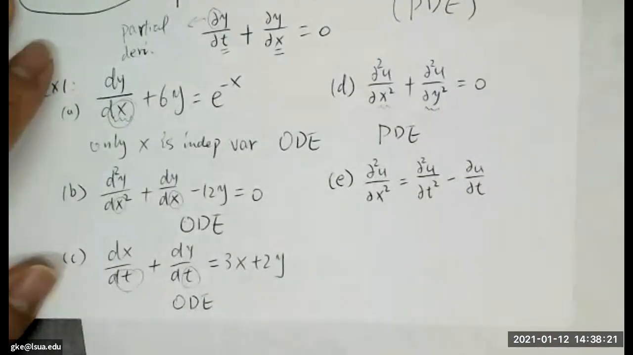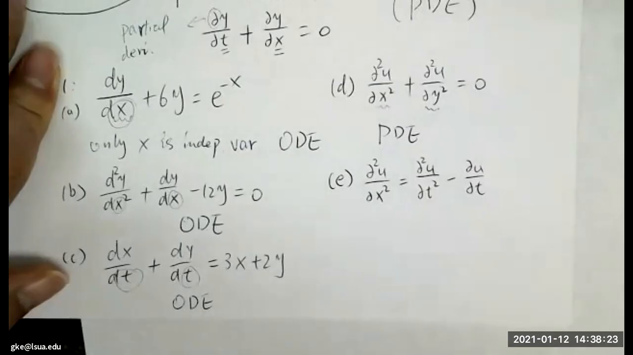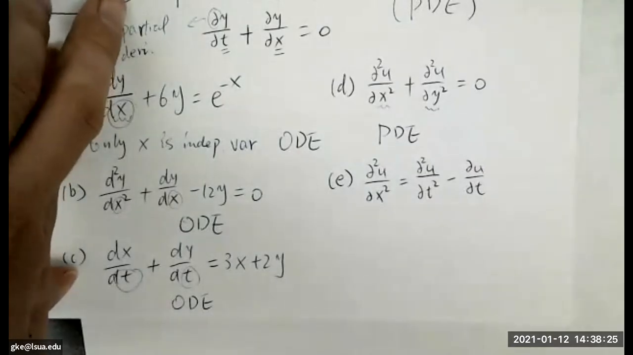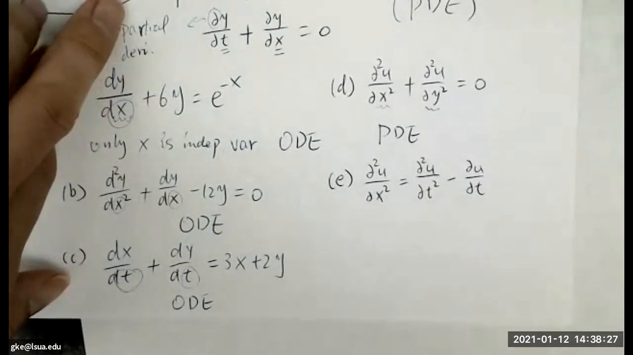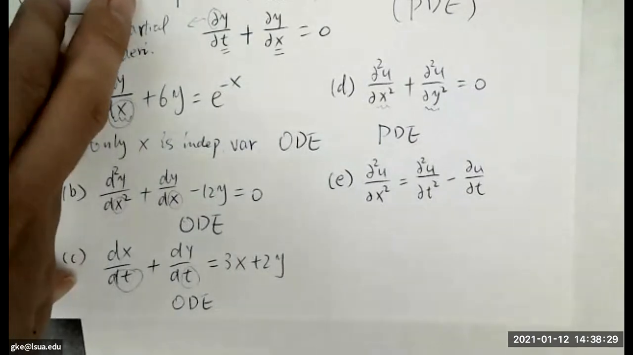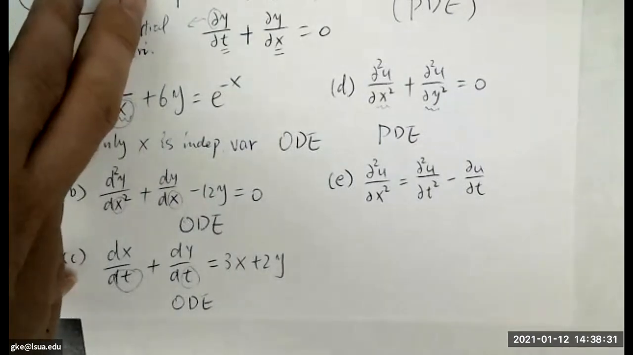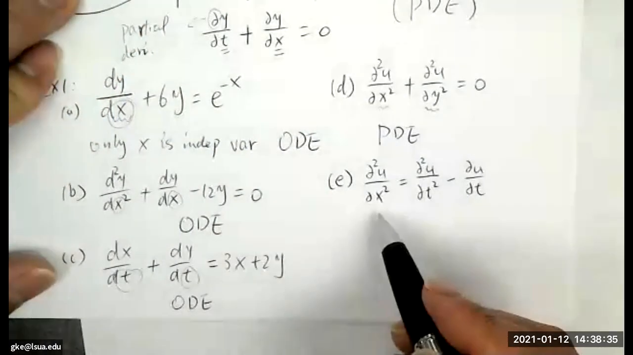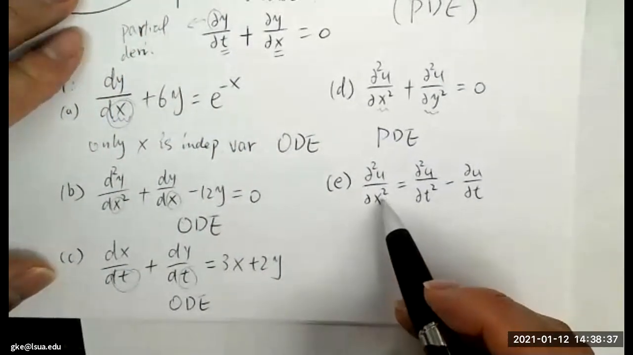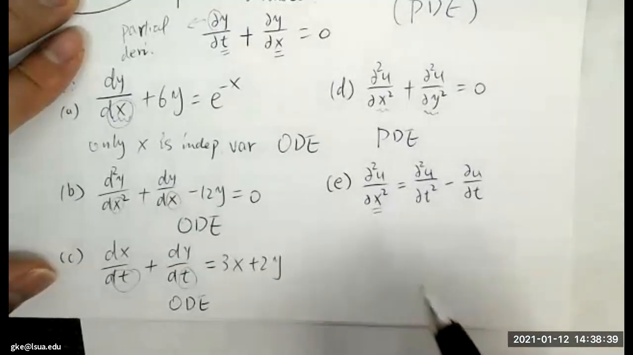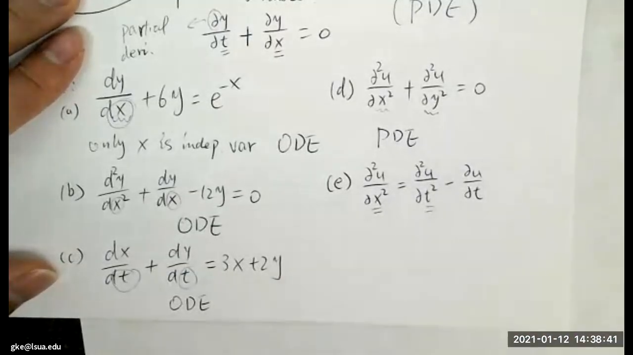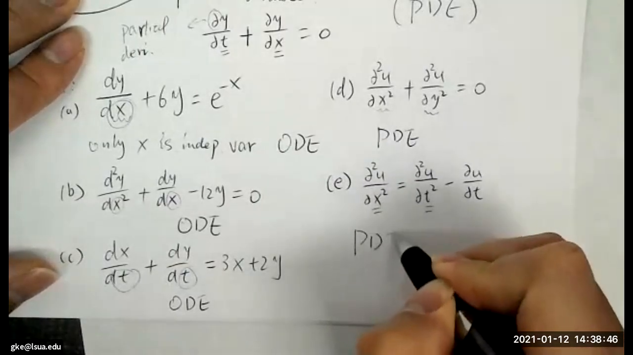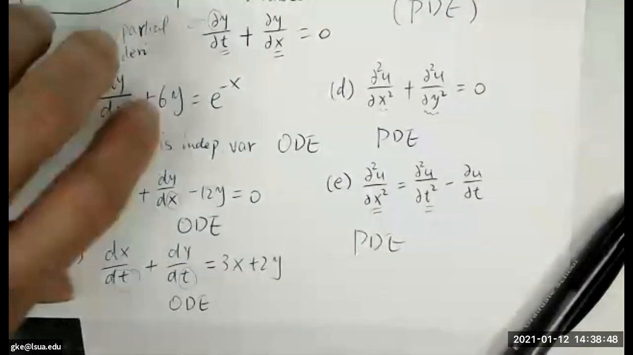How about this guy? PDE or ODE? ODE? PDE, right? Because we can see in the denominator, here one independent variable, here we found another one. X and T, right? So PDE. That's it. Just check the denominator.